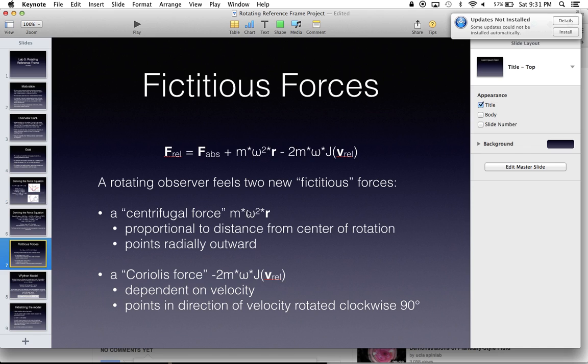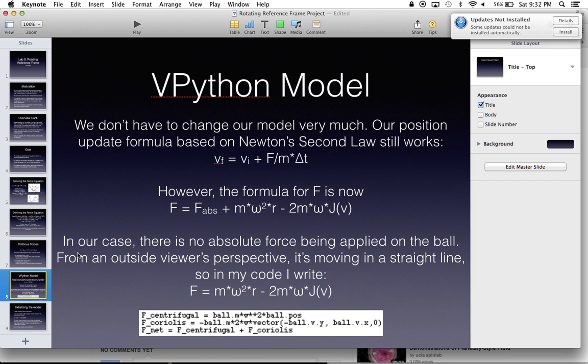One is m omega squared r, called the centrifugal force. It's proportional to distance from the center of rotation and points radially outward. So as you're rotating, it feels like something's pushing you out. That's the centrifugal force right here. The Coriolis force is this other one. It's dependent on velocity and points in the direction of velocity rotated clockwise 90 degrees. So this is the thing that causes that spiraling action that makes the ball curve. It's perpendicular to velocity.